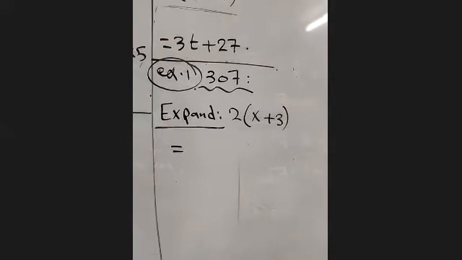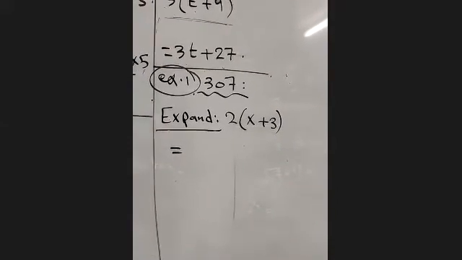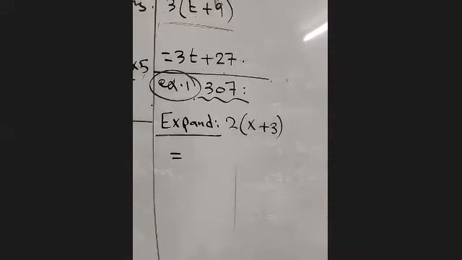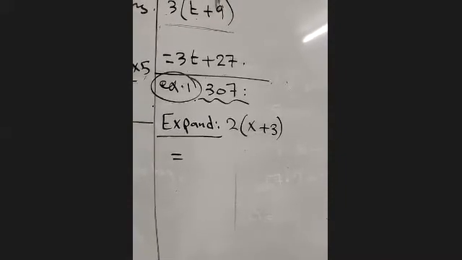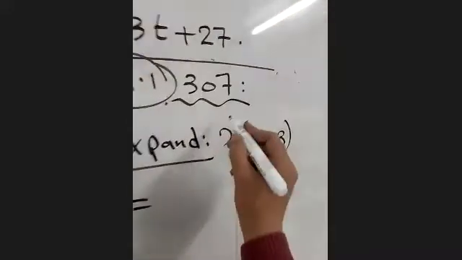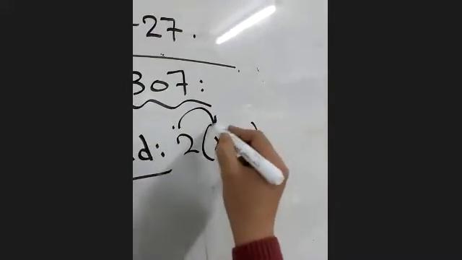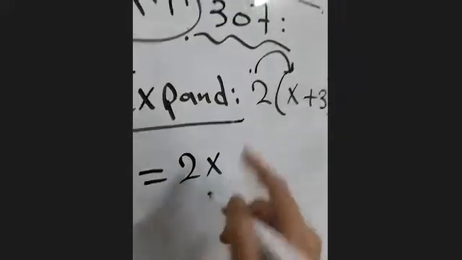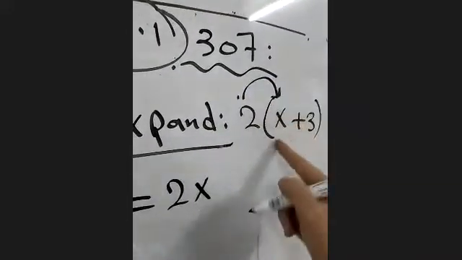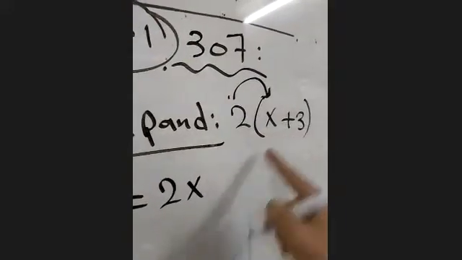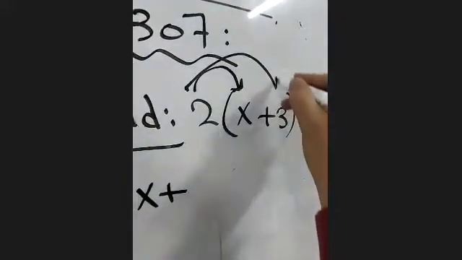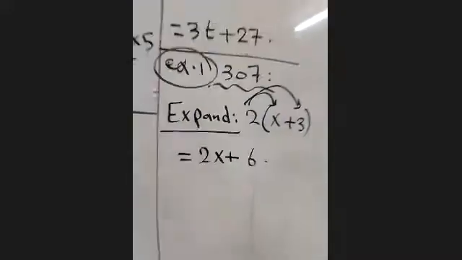It is equal to x plus 2. It is 2x plus 6. Mumtaz. 2 multiply x, 2x. We don't write the multiply sign. 2 multiply x, 2x. Plus comes down. 2 multiply 3, 6.